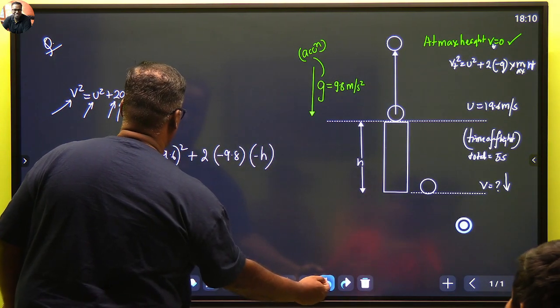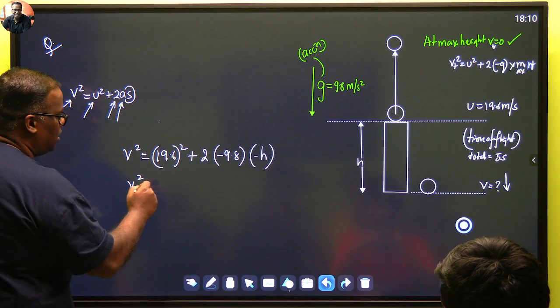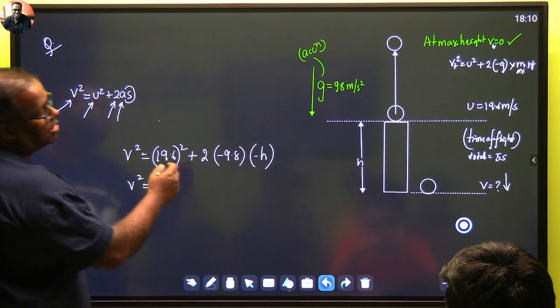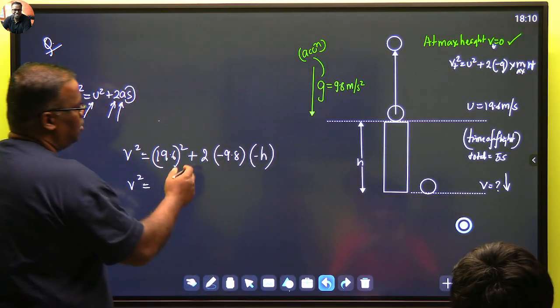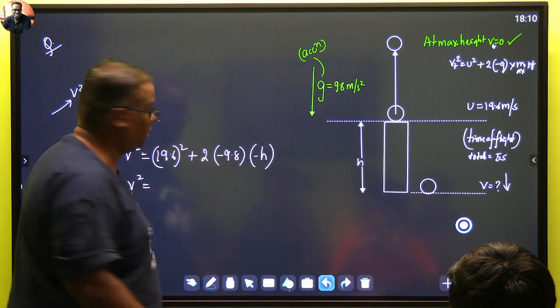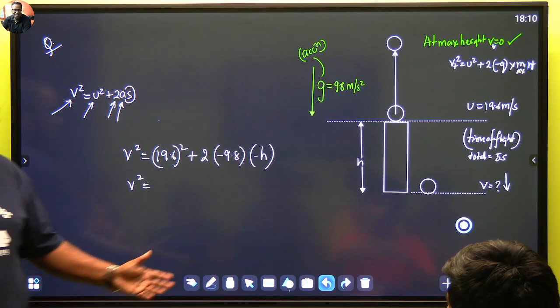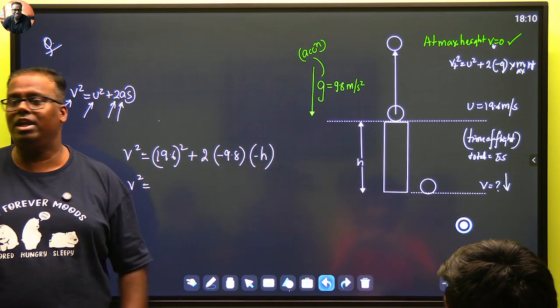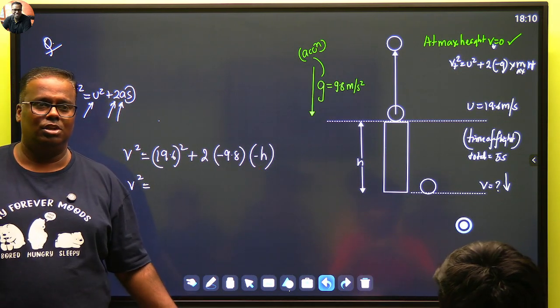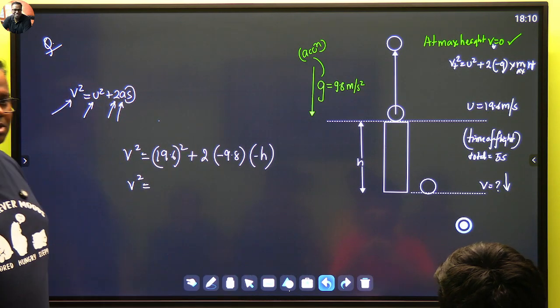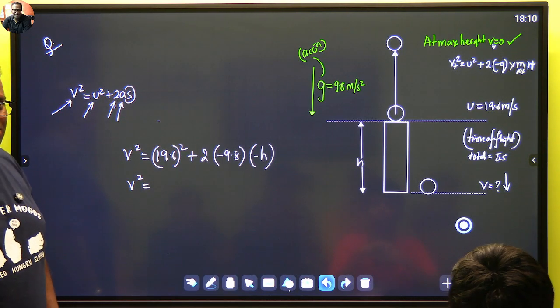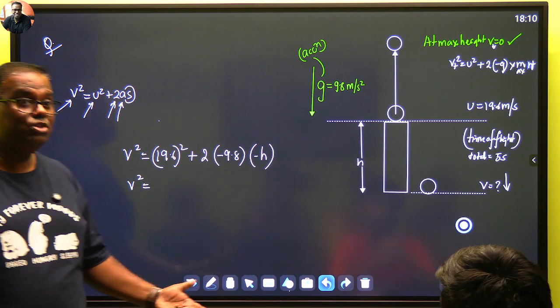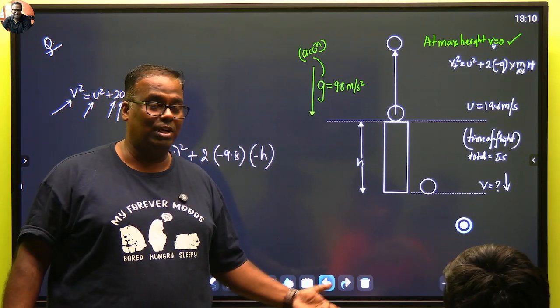One minute. Yes, v square equal to u square. Yes, u square is how much? 19.6 square plus 2as. Yes, what did I write wrong? You didn't check this square. Where didn't I check the square? Okay, on the second one. Yes, so how do you find the h now? You don't know the v. Sir, v is 0. How can v be 0? V cannot be 0. Final velocity is never 0.